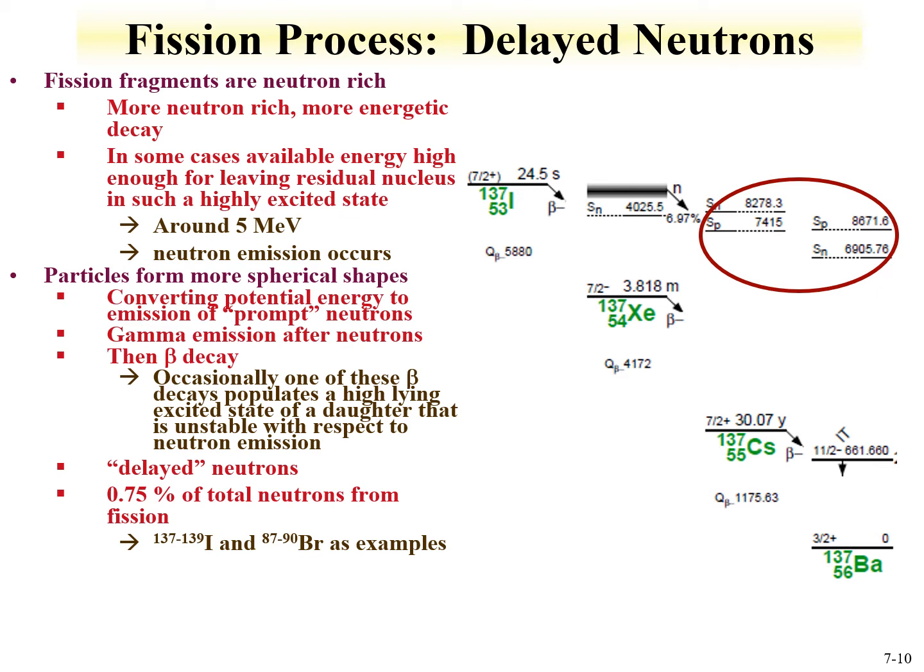Now, this may not seem like a large fraction of neutrons. It's a little under 1% of the total neutrons from fission that are these delayed neutrons, but it provides an important control of the reactor processes because these neutrons are delayed, as opposed to a neutron being emitted promptly after the fission process. For instance, this neutron emission has a half-life on the order of the decay of the iodine 137, which is around 25 seconds.